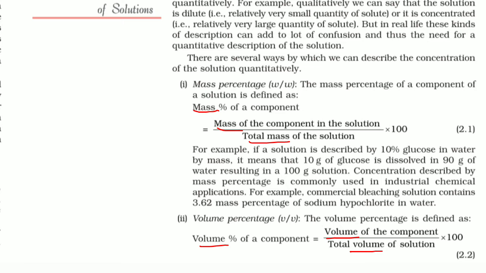It may be mass percentage. If we talk about mass percentage, then we have to use the mass of the solute and the mass of the total solution. If you talk about volume percentage, then we use the volume of the solute divided by the volume of the solution. And for mass by volume, we use the mass of the solute and also the volume of the solution. So these are the ways of expressing concentration related to the percentage of the solute.